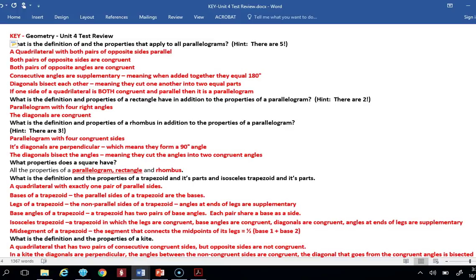So I'm going to go over this geometry unit 4 test review on this video today. And so what I'm going to do for these first definitions and properties is I'm going to draw these because I think it'll help you guys to see what I'm talking about.